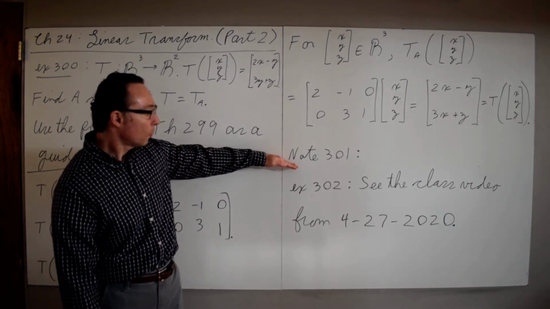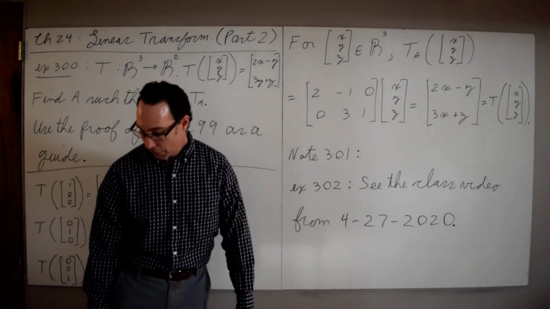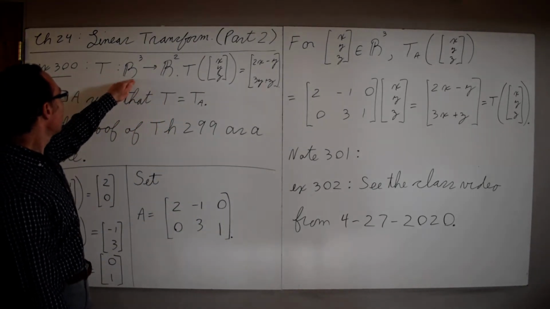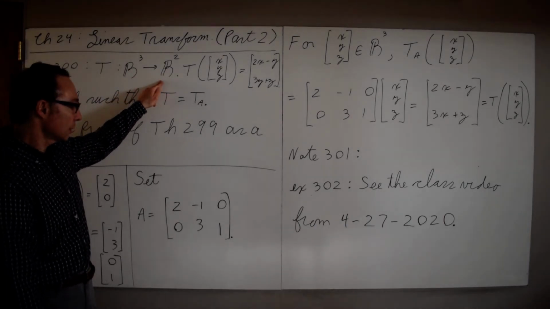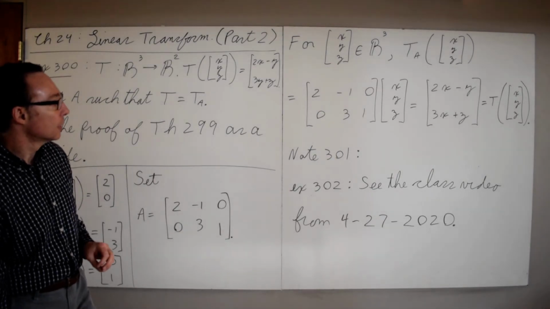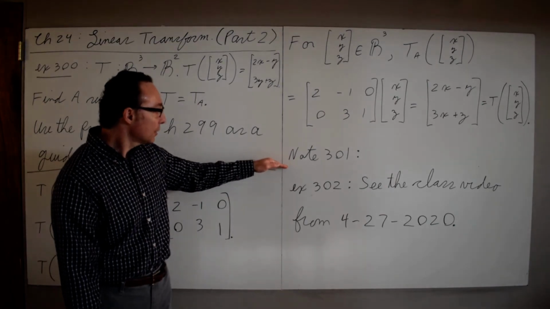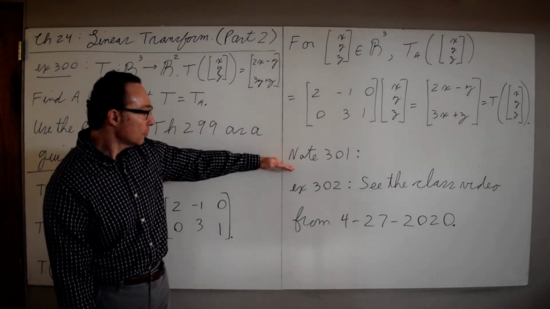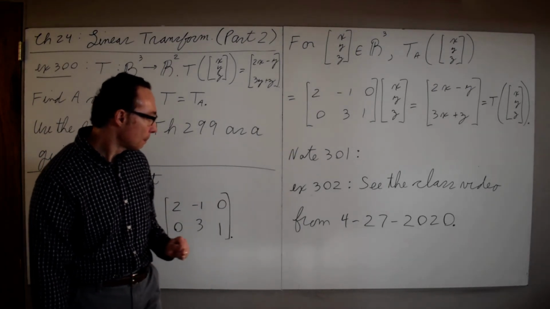Note 301 tells us that we can generalize this. So it's not quite as nice, but anytime you have a linear transformation from a vector space into another vector space, you can define a matrix and use that matrix to help you understand the linear transformation. Not quite as nice as theorem 299, but we still get to use matrix multiplication to understand a linear transformation.